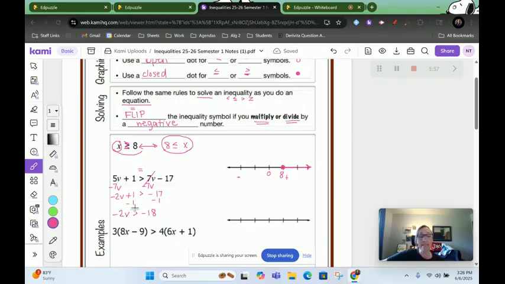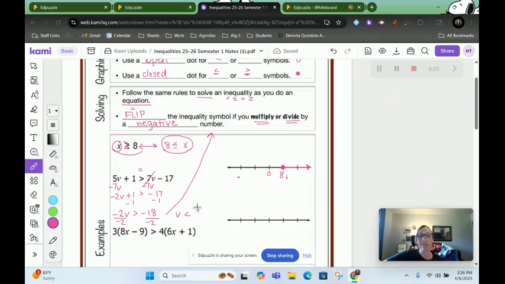And so the last step is getting rid of that negative 2 that's multiplied by my v. So we undo multiplication by division, and guess what? I'm dividing by a negative. So I have to remember my rule up here. If I divide or multiply by a negative, I have to flip my inequality sign. So instead of greater than, we're going to flip it to less than.